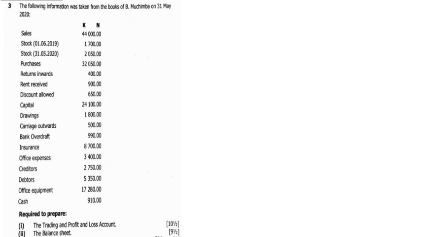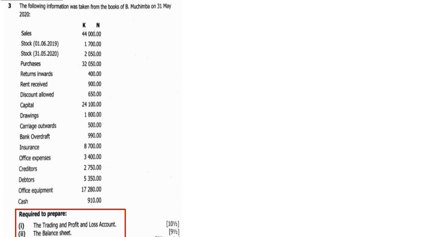Creditors, that is 2,750 kwacha. Debtors 5,350 kwacha. Office equipment, that is 17,280 kwacha. Cash, that is 910 kwacha. Okay, and then the actual question is what you are required. So required to prepare 1, the trading and profit and loss account for Mr. B. Muchimba, and 2, the balance sheet. Okay, so these are the 2 accounts we need to prepare.